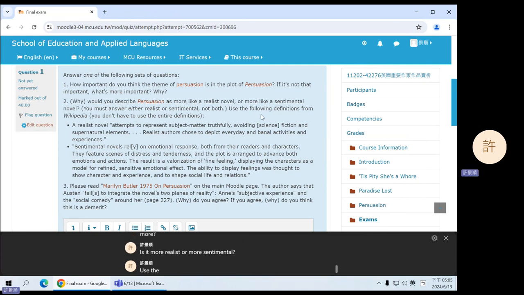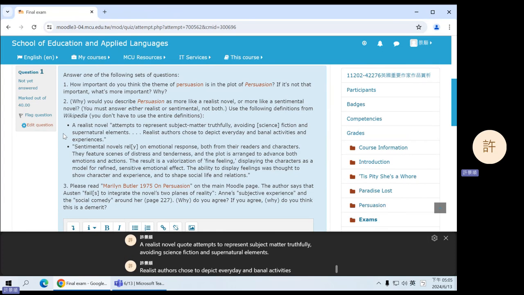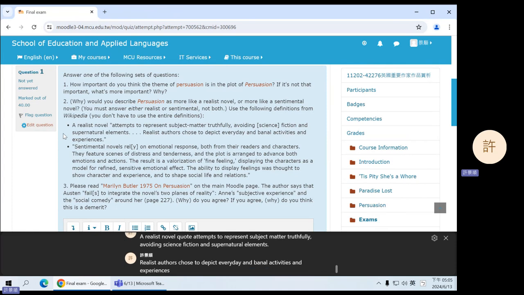Use the following definitions from Wikipedia. You don't have to use the entire definitions. A realist novel, quote, attempts to represent subject matter truthfully, avoiding science fiction and supernatural elements. Realist authors chose to depict everyday and banal activities and experiences. Banal means ordinary.